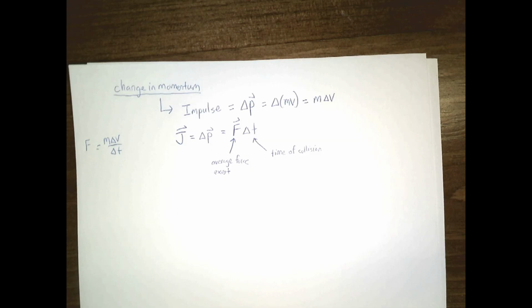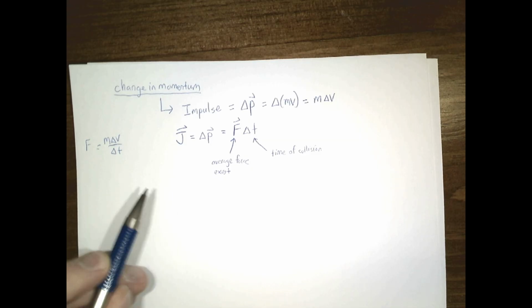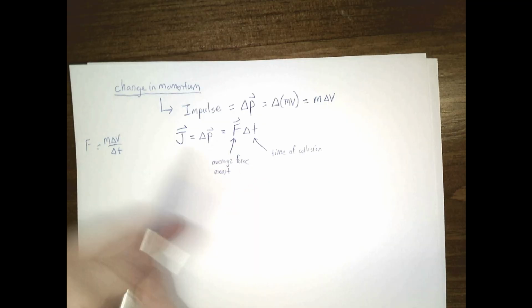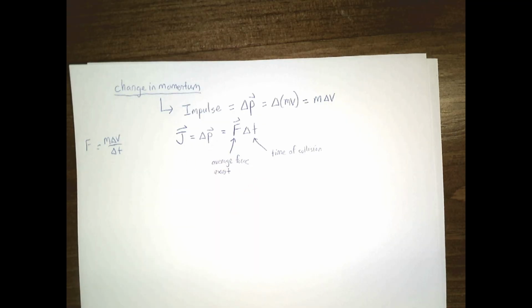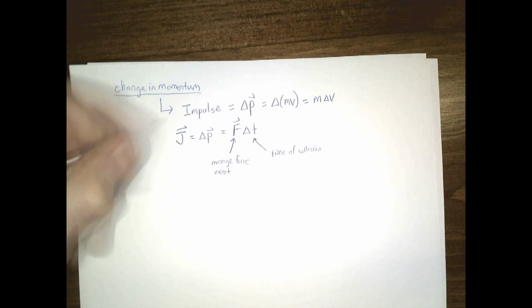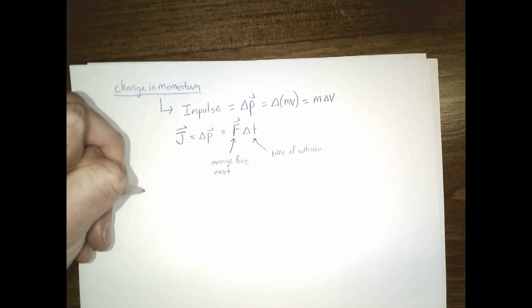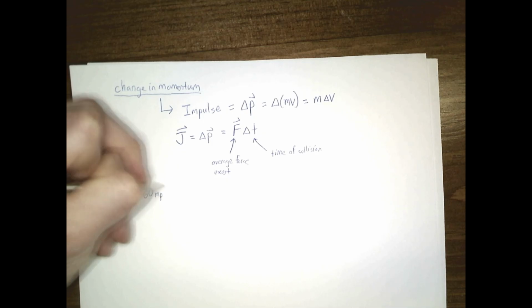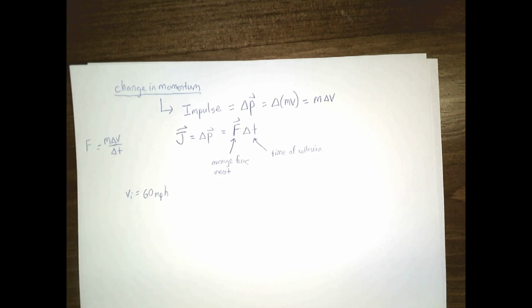What does this relationship tell us? Well, it tells us why airbags are good, or why certain safety features in a car do the things they're supposed to do. If we have a car and we're going at 60 miles per hour, that's our initial velocity.